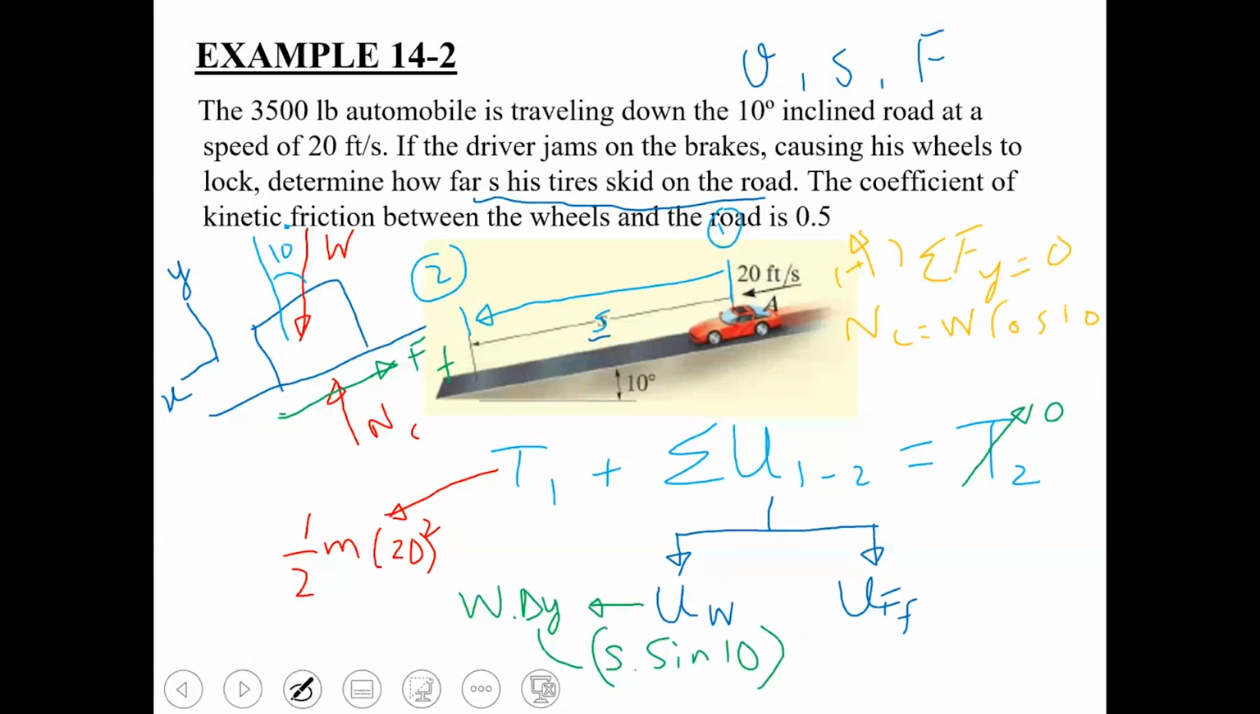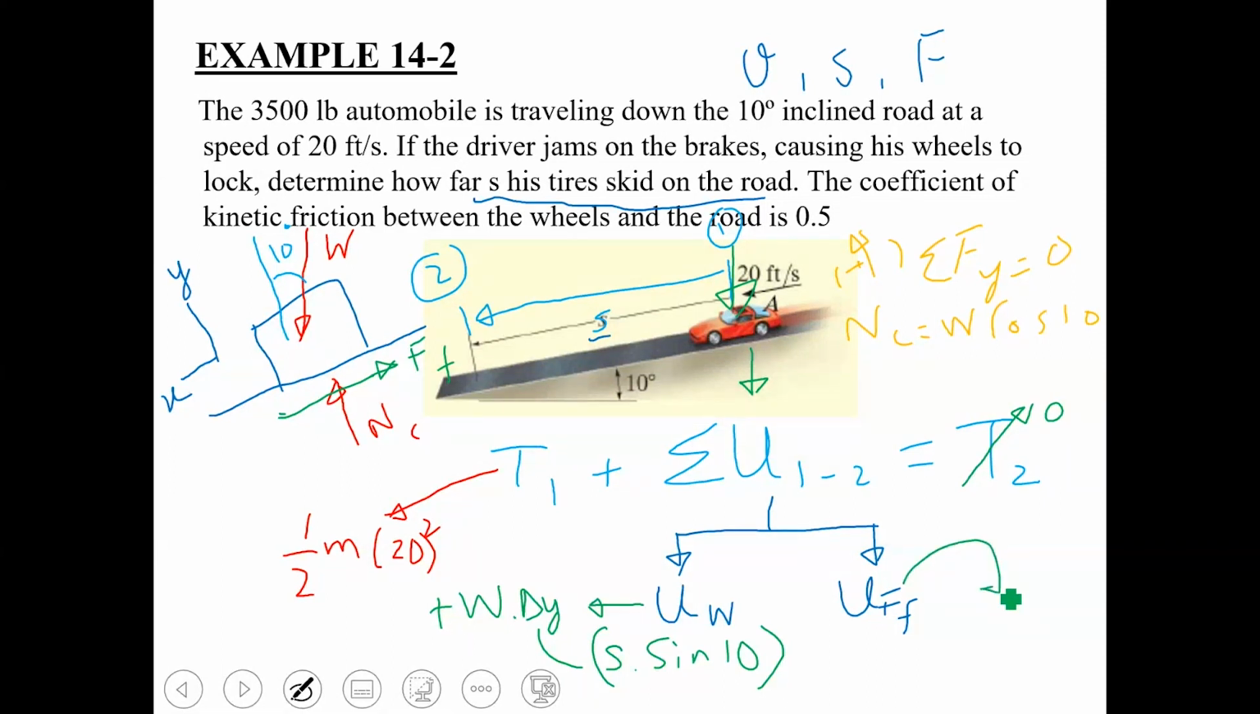Okay, so the magnitude of work done due to weight would be W into S sine 10. Should it be positive or negative? Positive, sir. Because this S sine 10 is acting downward, weight is also acting downward, so the work done due to weight is going to be a positive quantity, W into S into sine 10. Is this clear to all of you? Yes sir.